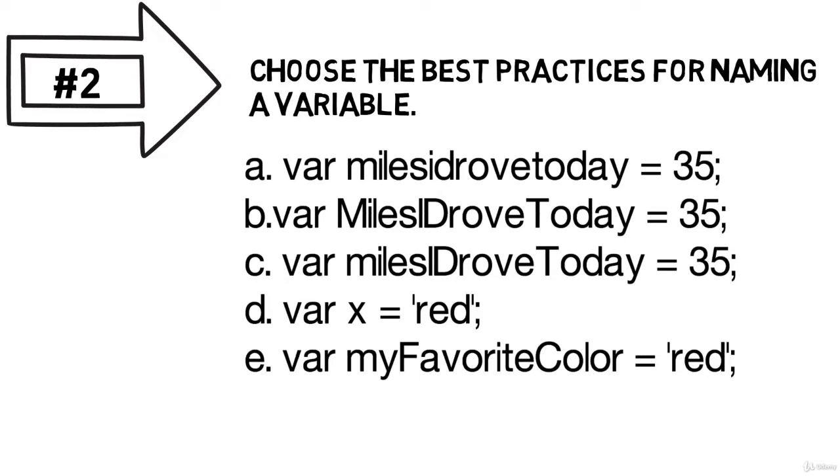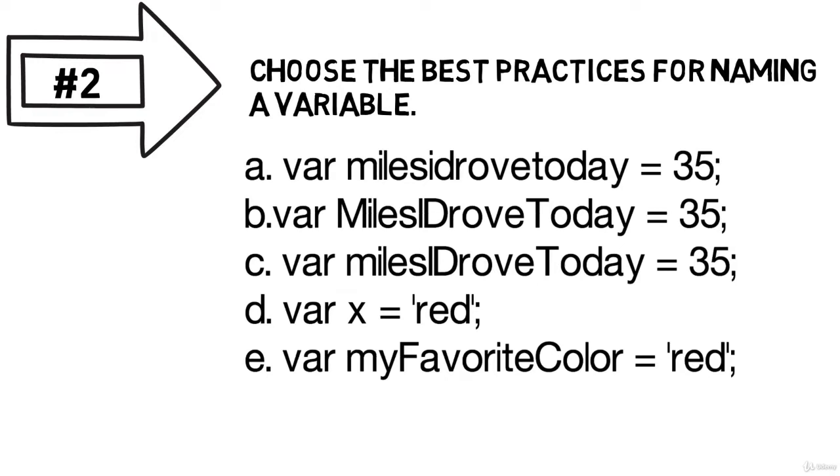A is difficult to read because without any words capitalized, it is difficult for the human eye to see the words, and they can even find different words if we don't know where the new word starts. B is close, just off the mark of having the first word in uppercase. Next, we have E as a best practice, and maybe D.